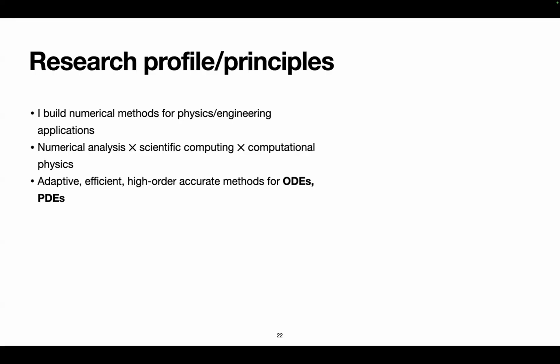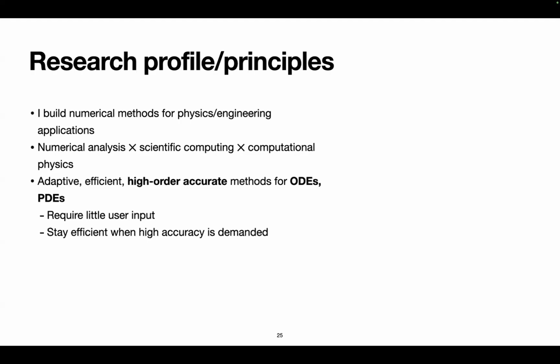And I'm interested in numerical methods that satisfy the following criteria. First of all, they're adaptive, meaning that I want to require as little input from the user as possible, and I want the method to just figure out what to do. They have to be efficient, and they have to be high order accurate. So high order accuracy means that they stay efficient when high accuracy is demanded.